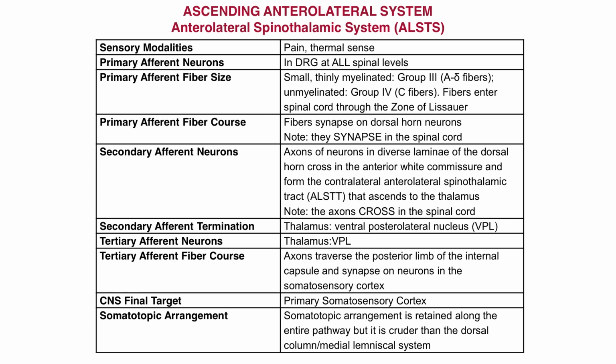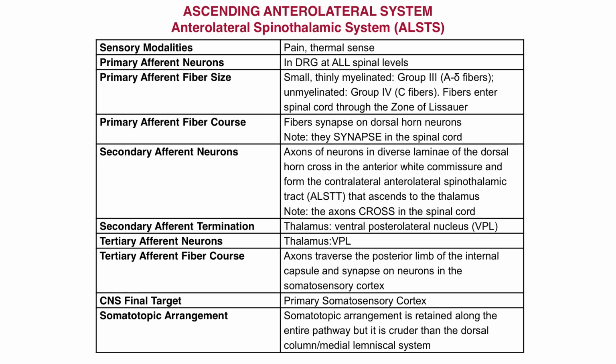This just tabulates the ascending anterolateral system or the anterolateral spinothalamic tract. All right, in this tract, of course, the modalities that it senses and transmits include the pain, thermal sensation. All right, and again they enter the dorsal root, at all spinal levels. Fibers are usually smaller. They are thinly myelinated. All right, and they form the group 3, the A delta fibers, or the unmyelinated group 4, or the C fibers.